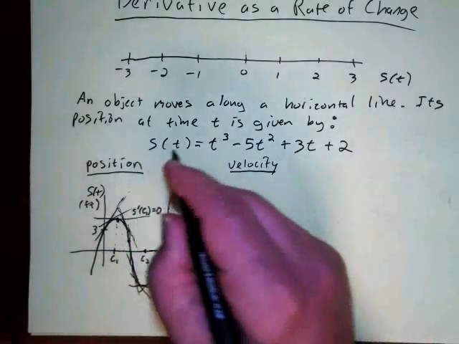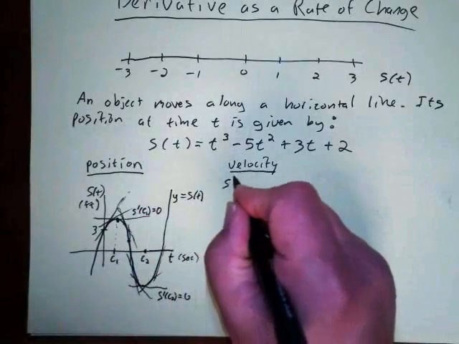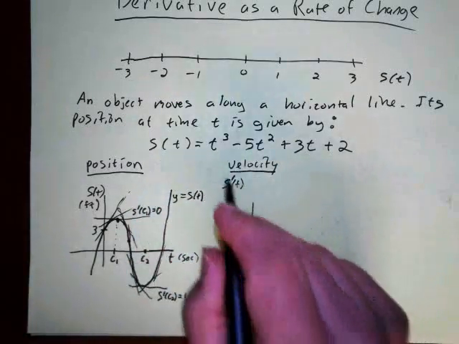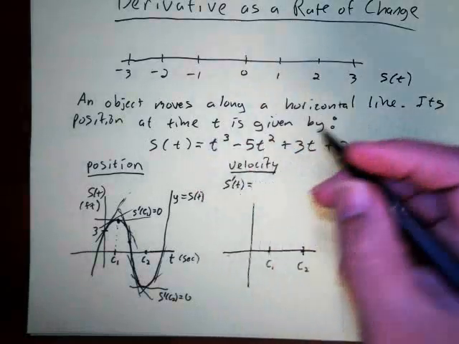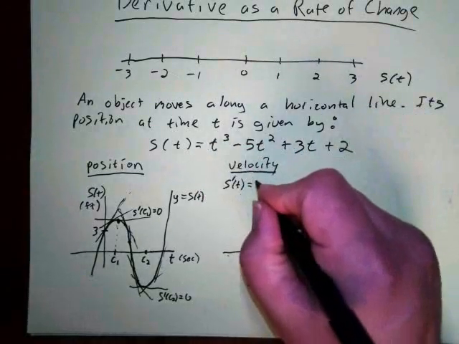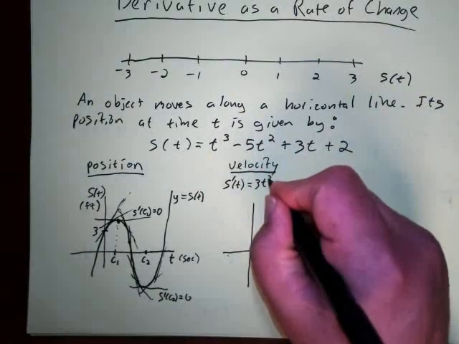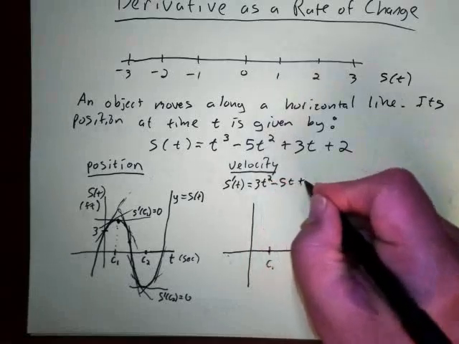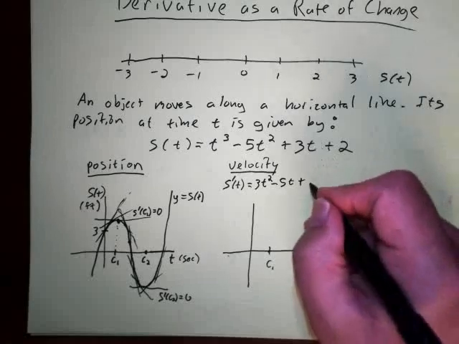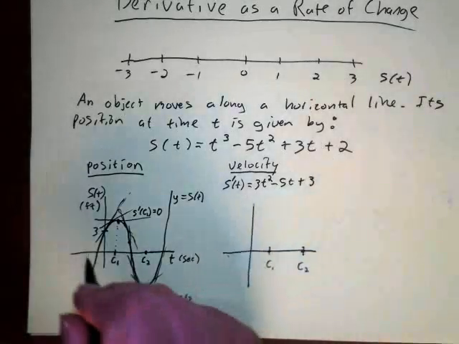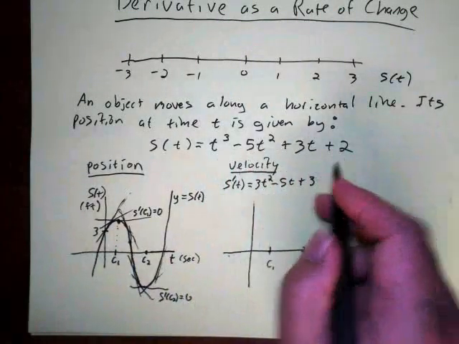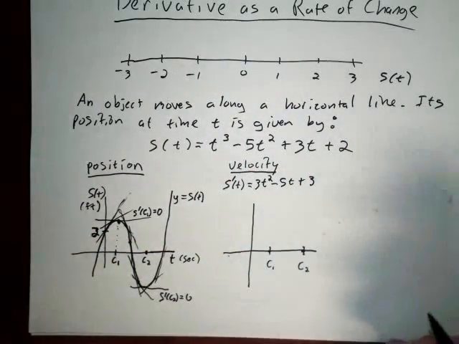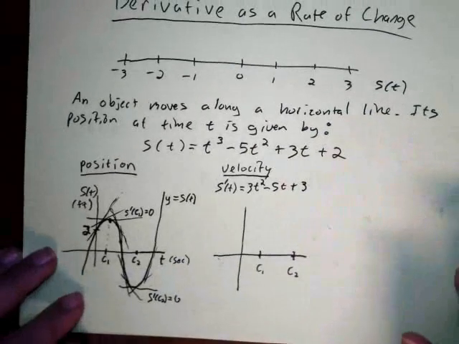And this actually makes sense because the velocity is the derivative of the position function. So I'm going to take this derivative, and I get 3t squared minus 5t plus 3. Oh, and I made a mistake. This actually is 2 here. This place here is 2. There. But this one is 3, isn't it?